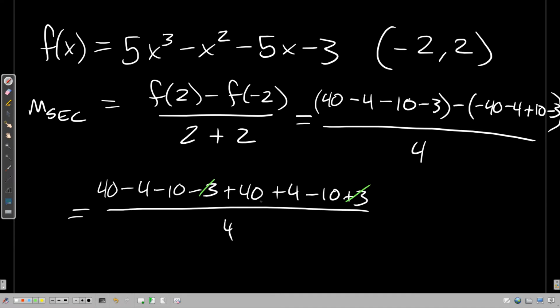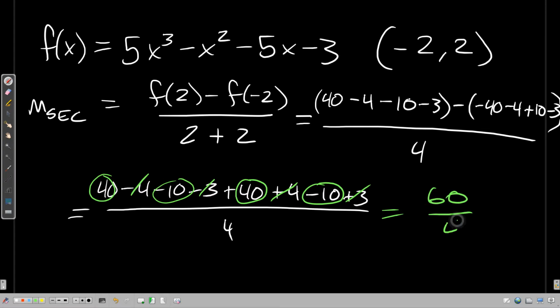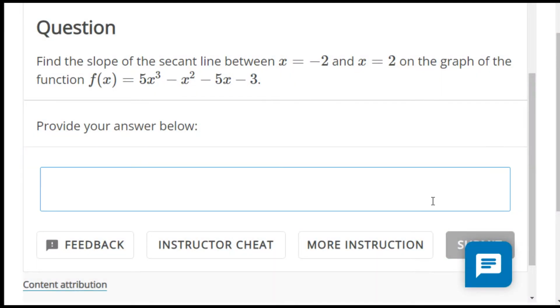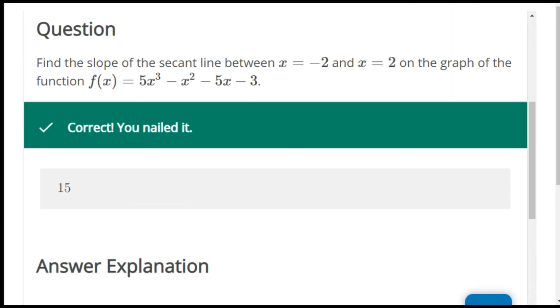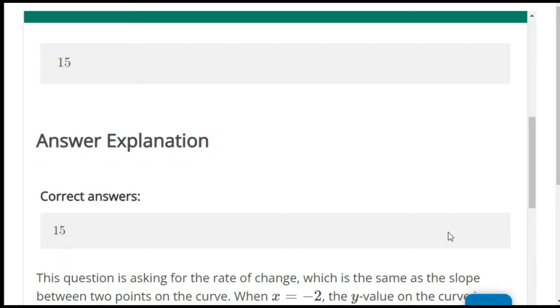So the 3's for sure cancel, and the 4's cancel, and I'm just looking at 40 plus 40 minus 20. So it's 80 minus 20, that's 60. We wind up with 60 over 4, that's 15. So it's looking like my slope is 15. You nailed it, correct. Okay.